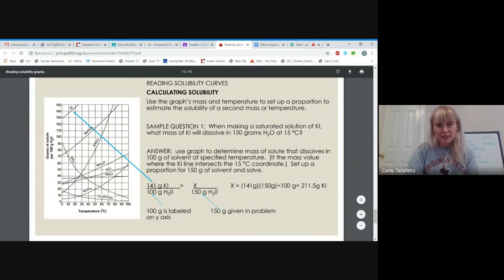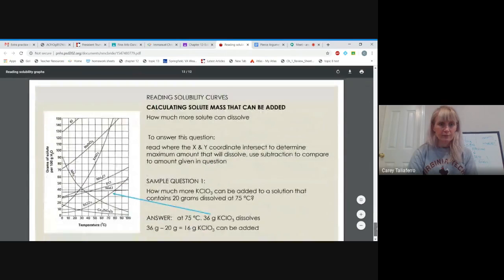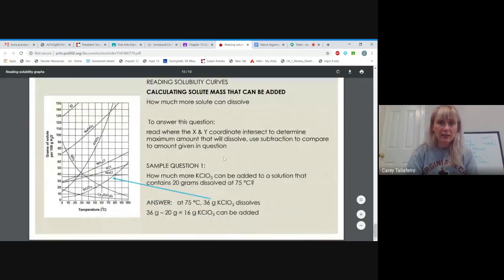So if I increase that to 150 grams, there's my ratio. 141 over 100 is equal to X over 150. How much more? Because I'm adding more volume. So I do my division, I cross multiply, and look, it goes up a little bit from 141 grams to 211.5 grams. All right. How much more solute can dissolve?